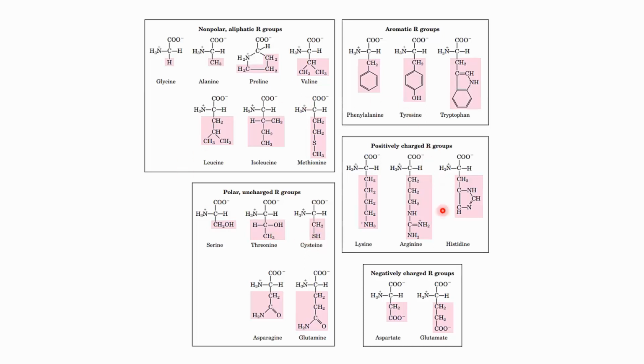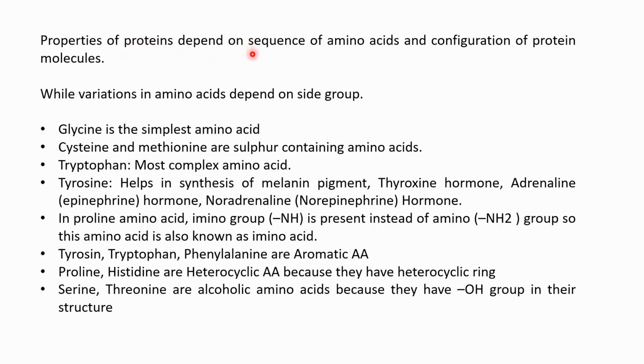So this is just a simple diagrammatic representation of all the 20 amino acids that are mainly present in proteins. The properties of proteins, as I mentioned, depend on the sequence of amino acids and the configuration of protein molecules: what is the sequence of amino acids, in what fashion they are arranged, and what bonds are formed so that a particular molecule acquires a particular configuration. All these things impart a particular property to a protein.